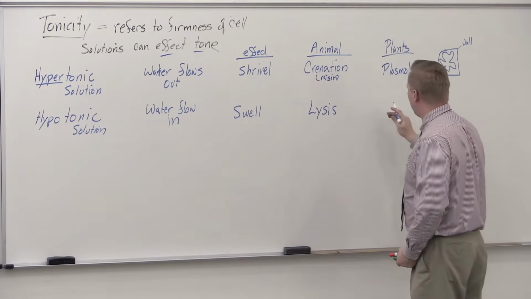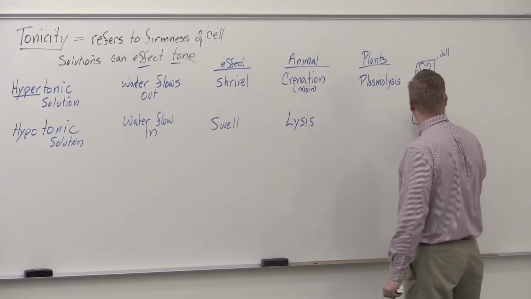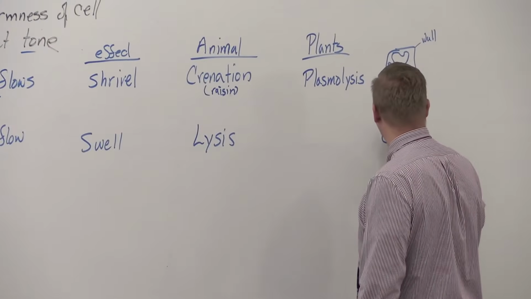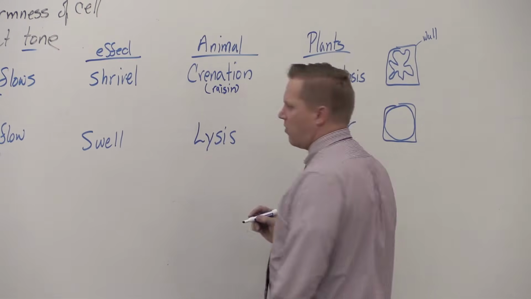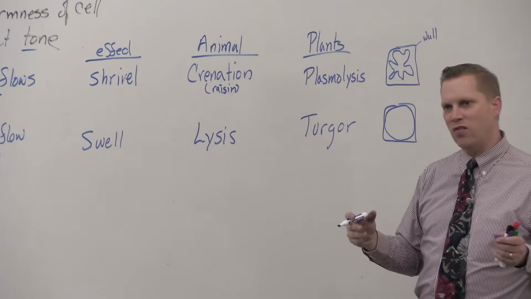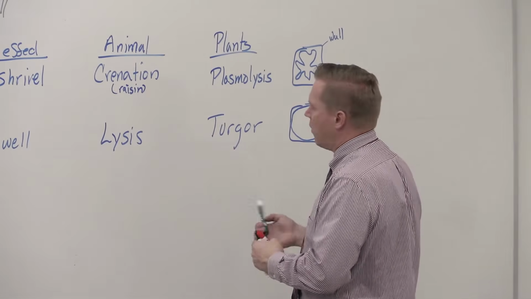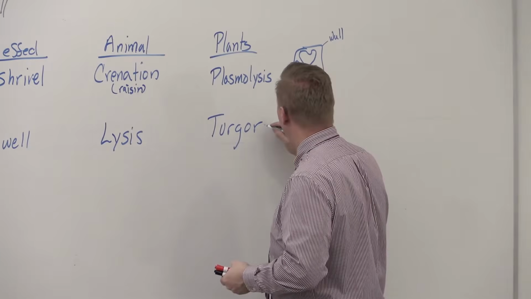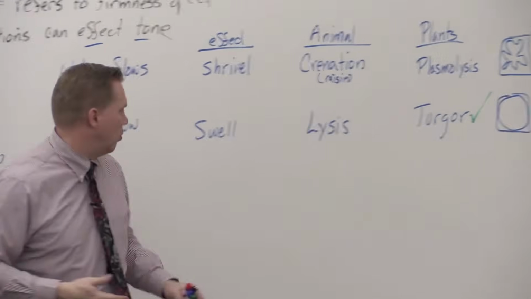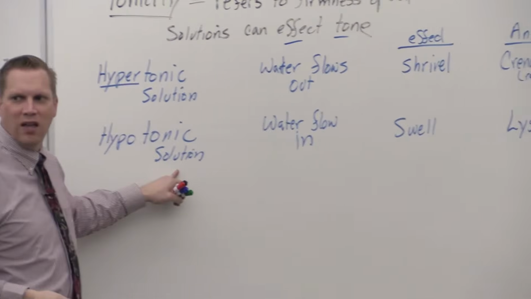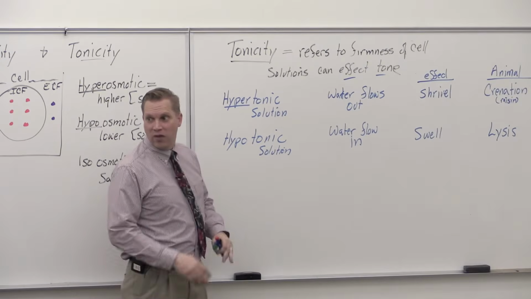In plant cells, however, they do have a cell wall. And so the plasma membrane swells up against that cell wall, and you get a condition known as turgor. We'd say that those cells are turgid. And that's actually a good condition. So plants prefer to be in turgor. They like that. And so a hypotonic solution is actually ideal for plant cells. Not ideal for animal cells, they pop.